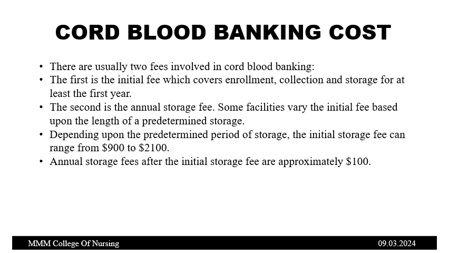Cord blood banking cost. There are usually two fees involved in cord blood banking. The first is the initial fee, which covers enrollment, collection, and storage for at least 1 year. The second is the annual storage fee. Some facilities vary the initial fee based on the length of the predetermined storage. Depending upon the predetermined period of storage, the initial storage fee can range from $900 to $2,100. The annual storage fee after the initial fee is approximately $100 each year.